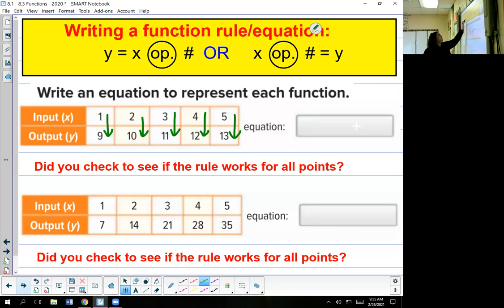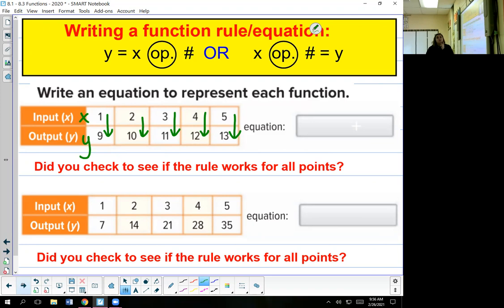So you could do it two different ways. You could start with Y equals X plus, minus, multiply, or divide the number, or I could do it X plus, minus, multiply, or divide the number equals Y. Either way, it doesn't matter. So how do I go from my X to get to my answer, which is your Y? It has to work for all of them. So how could I go from 1 to 9, 2 to 10, 3 to 11? Make sure it works for all of them.